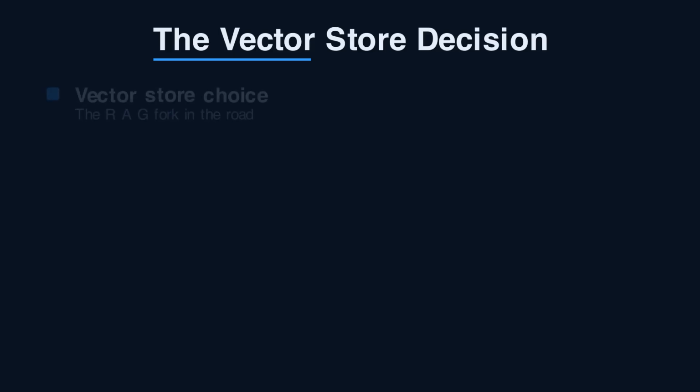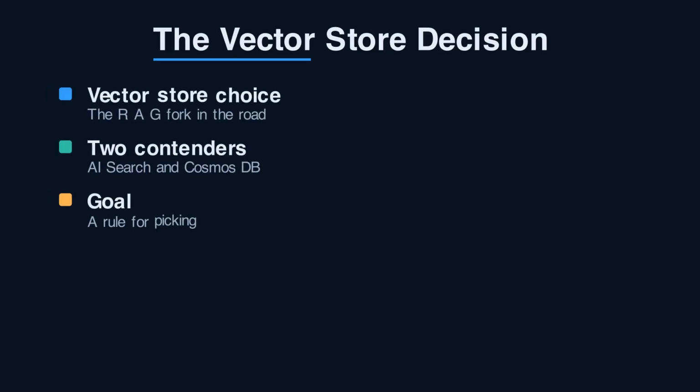If you're building retrieval augmented generation, RAG, on Azure, you hit a fork early. Where do your embeddings live? The two frontrunners are Azure AI Search and Azure Cosmos DB. Both can store vectors and run approximate nearest neighbor search, but they're built for different worlds.